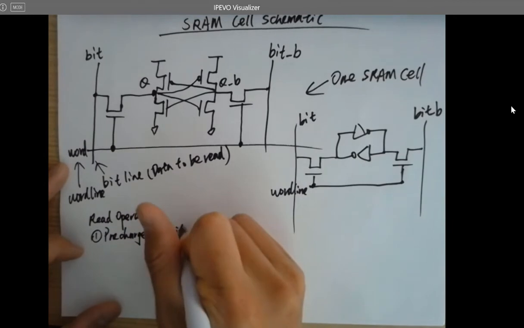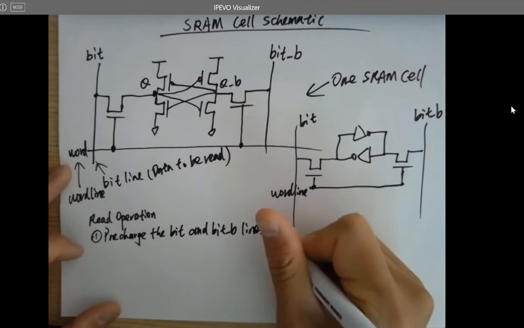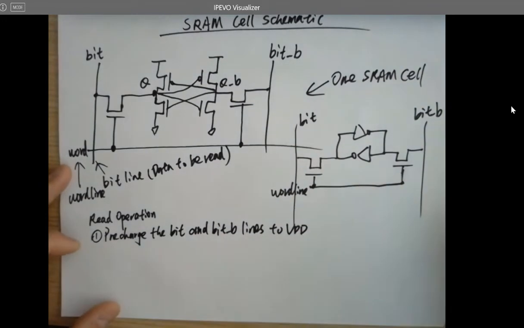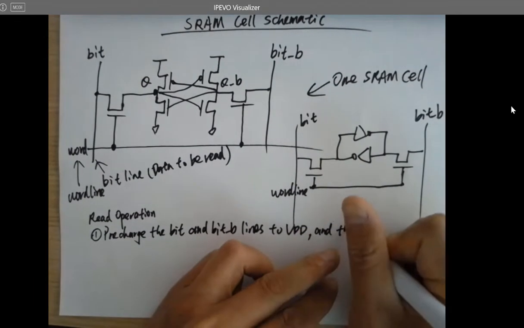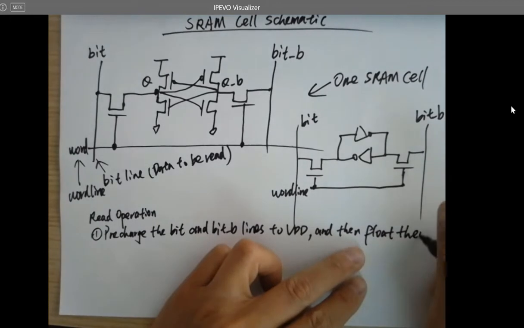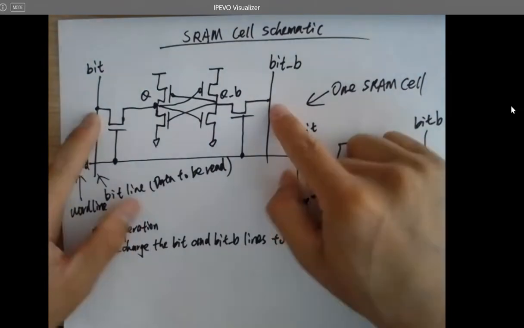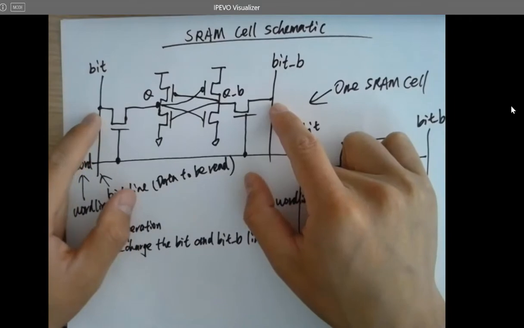The bit and bit bar lines to VDD and then float. Which means it just precharges these two lines to VDD and then floats them. So it's not a constant, it's not being shorted to a constant voltage source. It just charges to VDD and then releases it, disconnects from the VDD. So it's going to hold that VDD charge over here. I'm going to tell you why later, pretty soon.